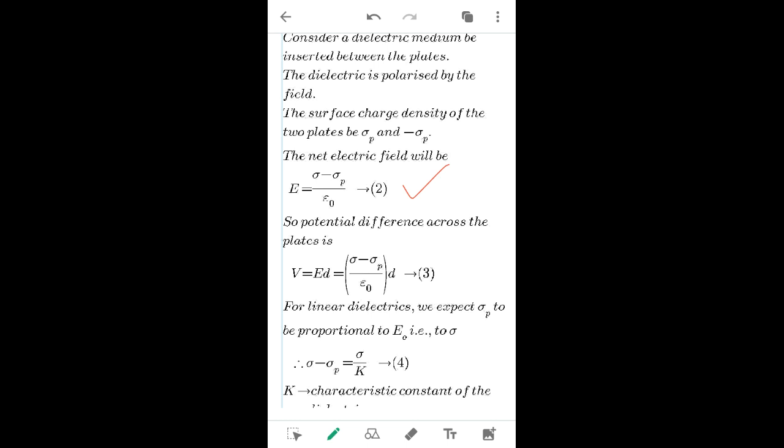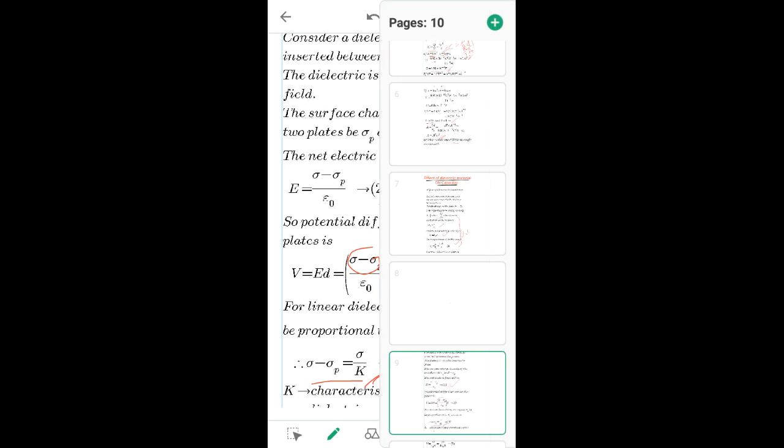Now let us see the potential difference for this equation. V equal to E into D. So substitute for the electric field, and what you get is sigma minus sigma P divided by epsilon naught into D. Now let us consider only this term, that is minus sigma P. We will consider this equal to sigma by K, where K is a characteristic constant of the dielectric medium.